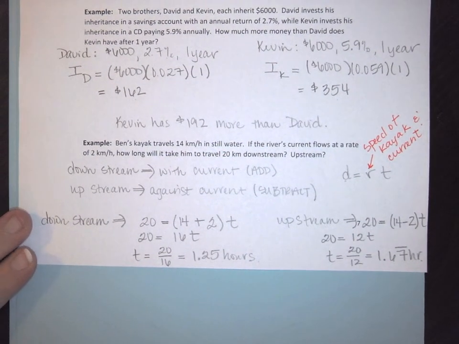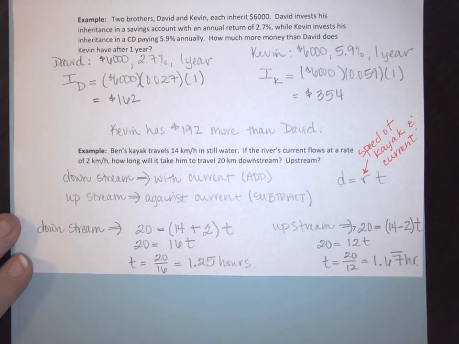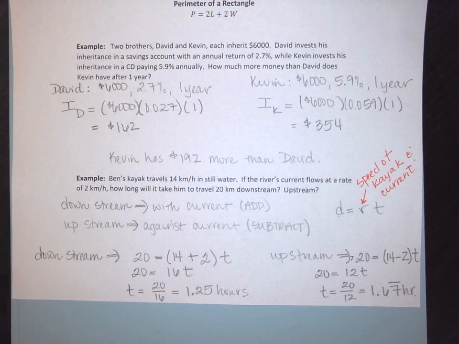Now, when you're looking at your calculations, it should make sense that fighting the current should take you longer to travel than when you're flowing with the current.